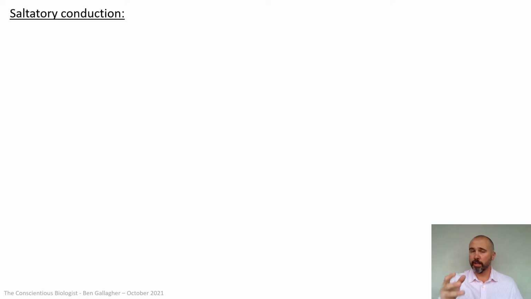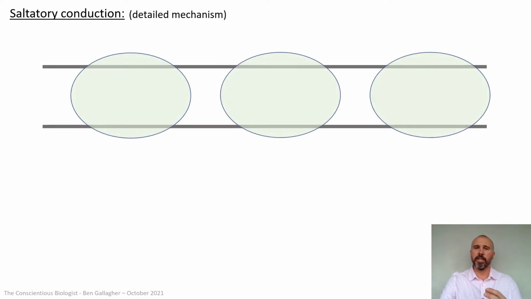I'm going to go quite quickly through saltatory conduction because you should already have read the previous video. This is just to link it up to what we're talking about in the receptors. So the mechanism for saltatory conduction, if we've got a long axon here, it's got the Schwann cells wrapped around it that provide the insulation because of the layers of membrane.